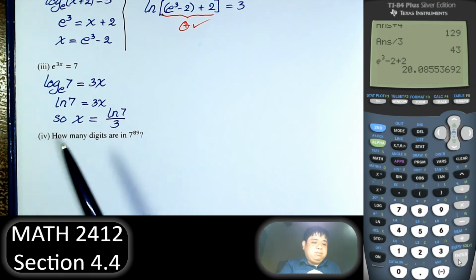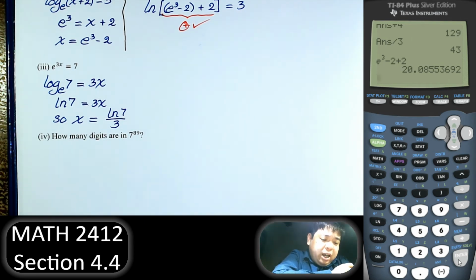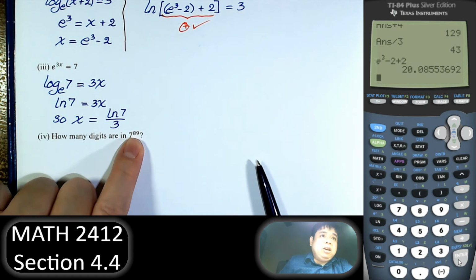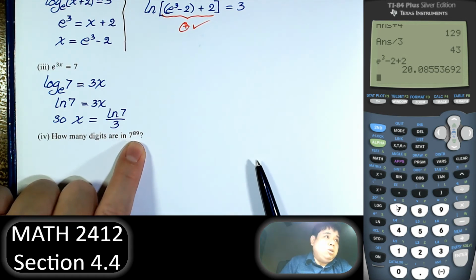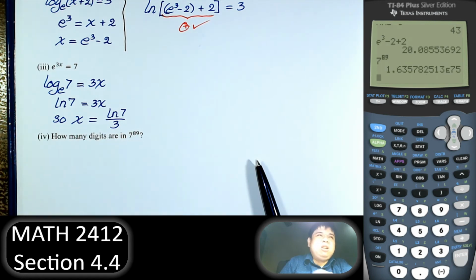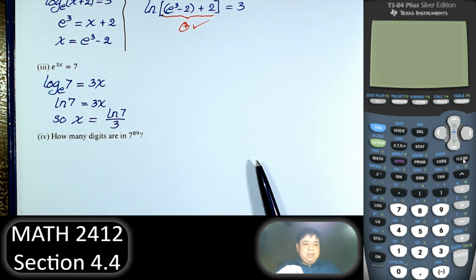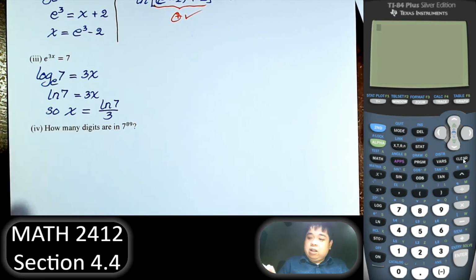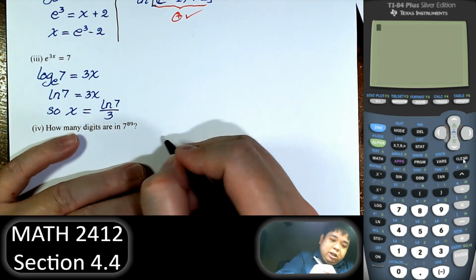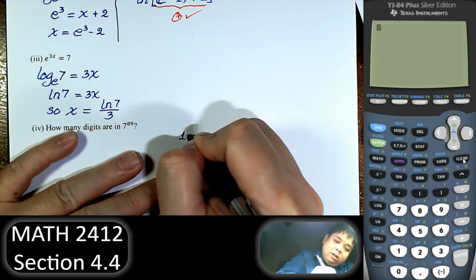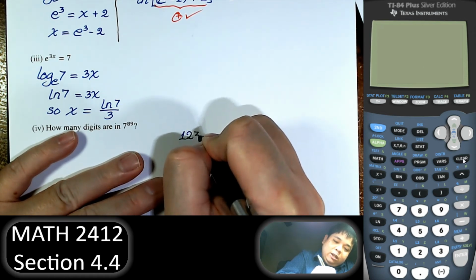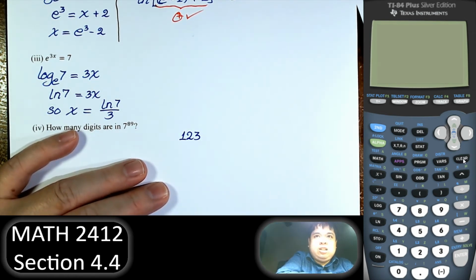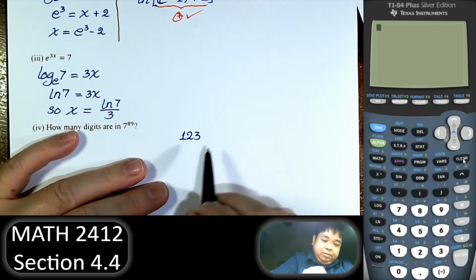Right, now the next question: how many digits are in 7 to the 89? Of course, you might say that's easy, right? Yeah, that looks like there's 75 or 76, who knows. But let's look at a simple example. Let me ask you this: if we have 123, how many digits is that? It's 3, right?